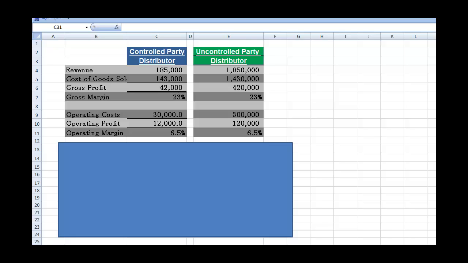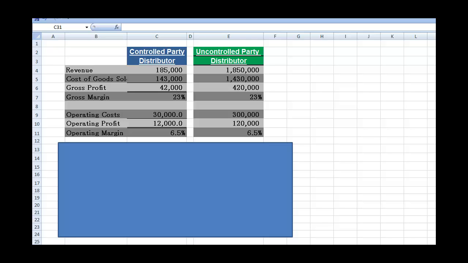The controlled party is an example that we used in the selection of method video. The uncontrolled party is identical to the controlled party with one difference, and that is that it's 10 times bigger. And we've done that to show how this calculation is affected by the size of the uncontrolled transaction.